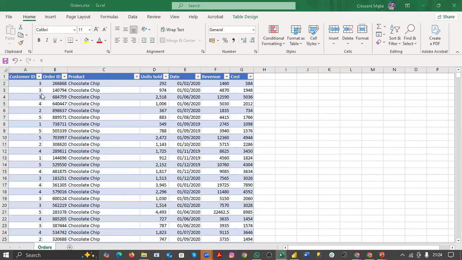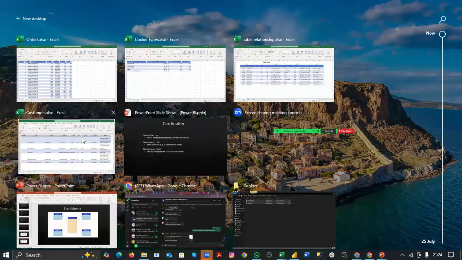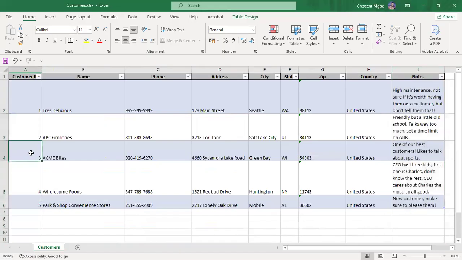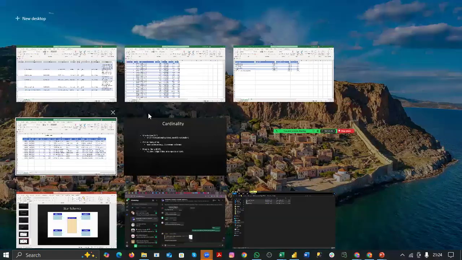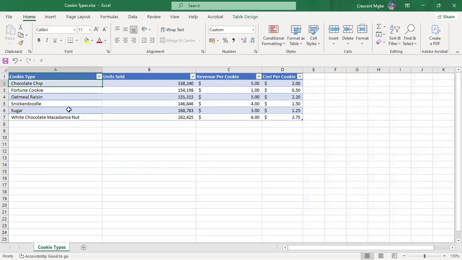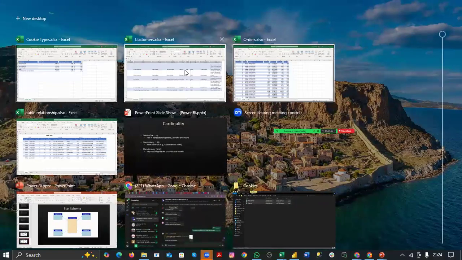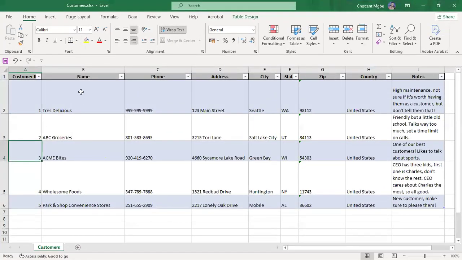So what do we do? We go to the customers table and check out the customer that is 3. We can see that it is Acme Bites. So this is a cookie company. They produce cookies and they don't sell to individuals with names. They sell to companies that resell, like wholesale. So if you look at their customer data, they sell to Fresh Delicious, which is a company name. ABC Groceries, a business name. Acme Buy, a business name.